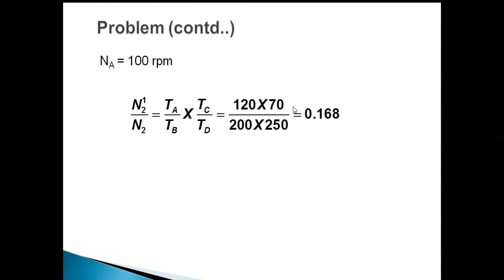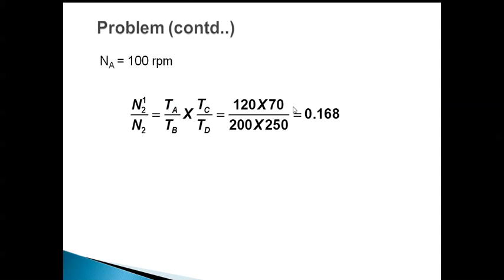When the back gear is arranged, the speed will be reduced. That is N2 dash by N2. N2 is the given speed, the driver speed. N2 dash is the driven speed when the back gear is arranged. So when the belt is at first step, the driven speed is N2. When the back gear is arranged, N2 will be reduced. That is, N2 dash is the final driven speed, and N2 will be the driver speed here.